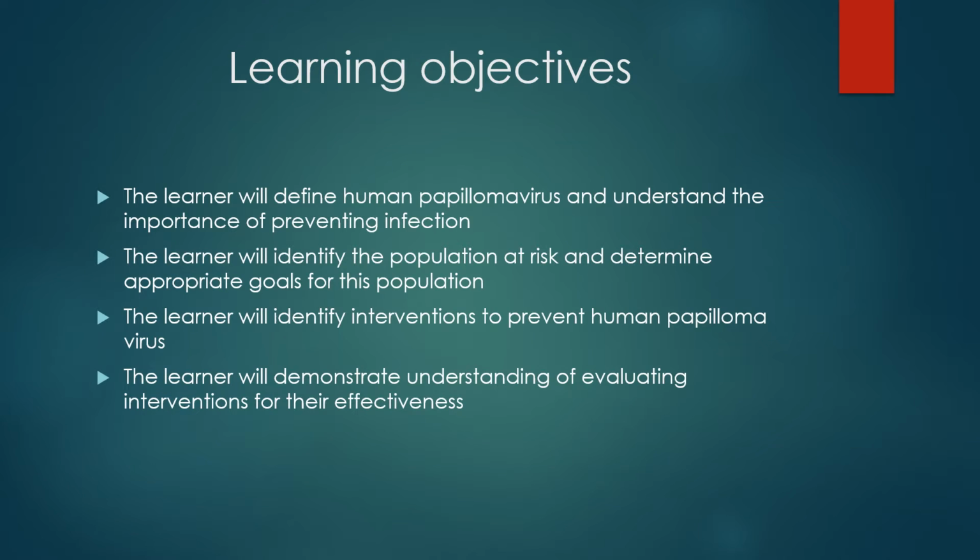The learning objectives for this presentation are that the learner will define human papillomavirus and understand the importance of preventing infection. The learner will identify the population at risk and determine appropriate goals for this population. The learner will identify interventions to prevent human papillomavirus, and the learner will demonstrate understanding of evaluating interventions for their effectiveness.